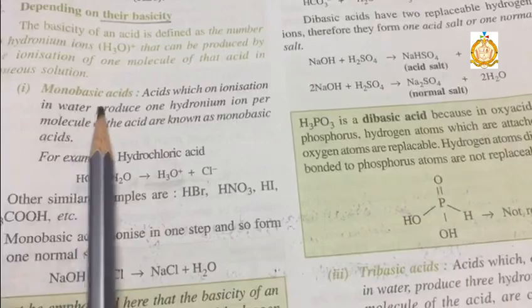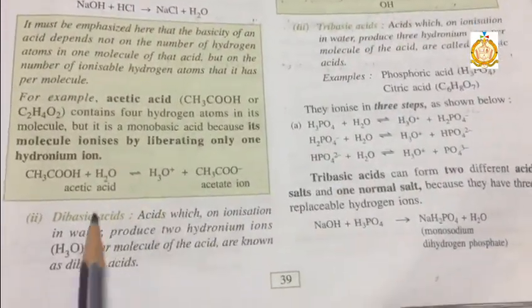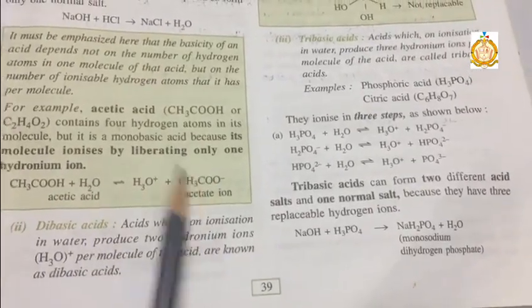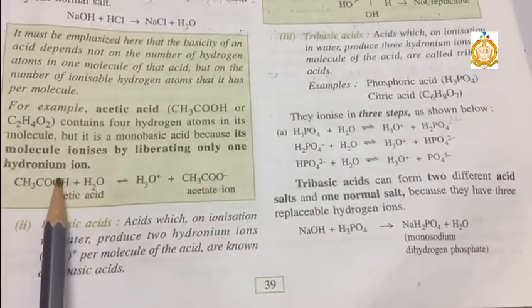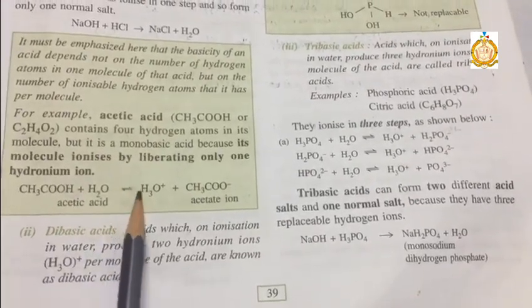It is a monobasic acid. Next one is dibasic. This acetic acid is also monobasic. Why? Because it has one ionizable hydrogen. So it's a very important question.